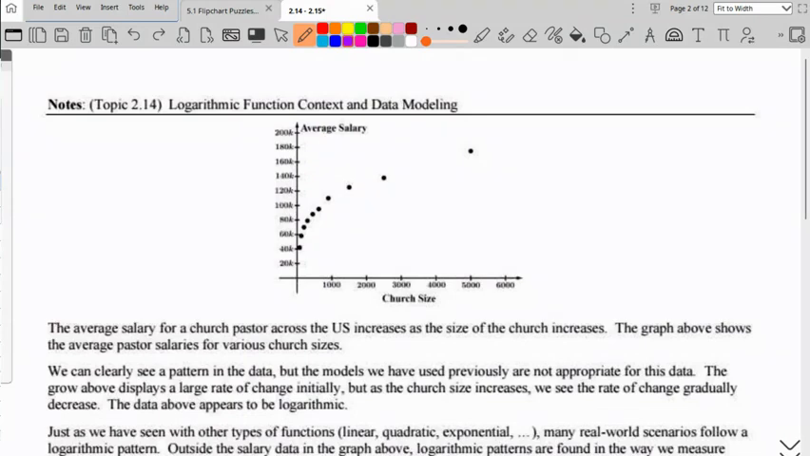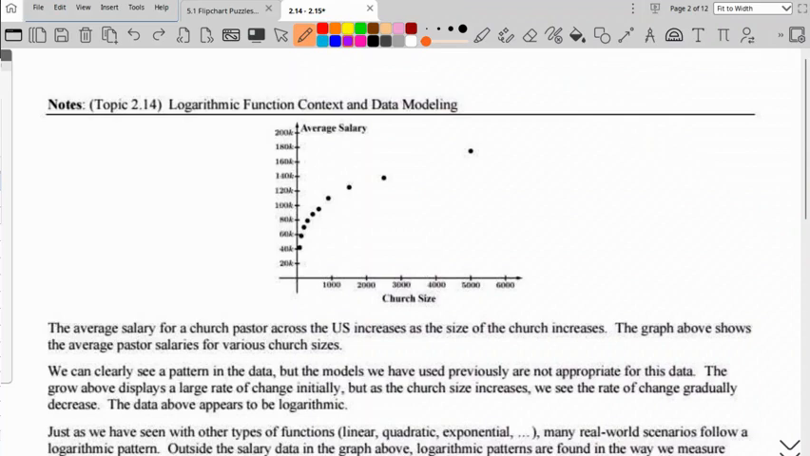Okay, so the average salary for a church pastor across the U.S. increases as the size of the church increases. The graph above shows the average pastor salaries for various church sizes. We can clearly see a pattern in the data, but the models we have used previously are not appropriate for this data. The graph above displays a large rate of change initially, that's why it's going up quickly, but as the church sizes increase, we see the rate of change decrease.